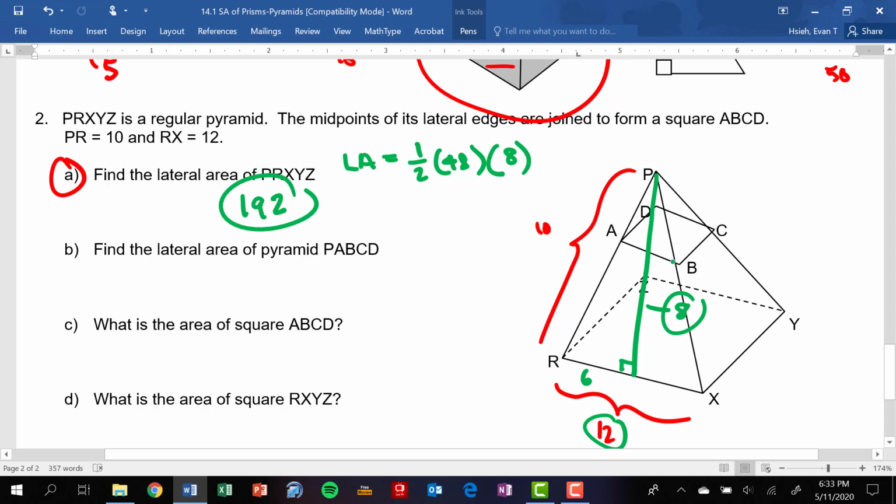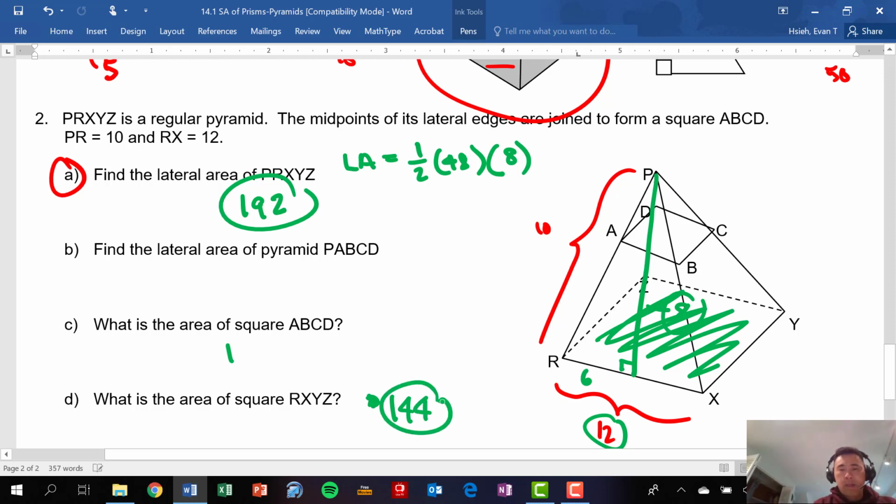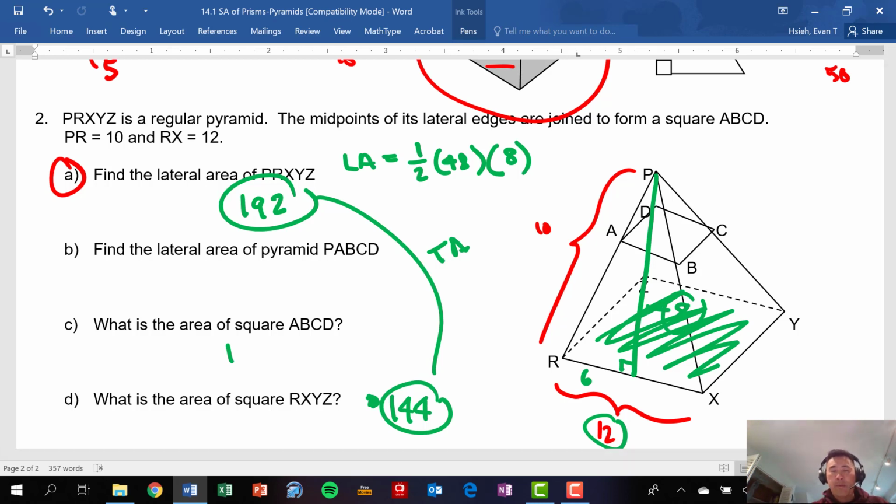The base is just going to be a square. This is the base right here. And I know it's just 12 times 12, so the area of the square on the bottom is just going to be 144. So altogether, if I want the total surface area, I just add those up together, and I have my total surface area of the entire big pyramid.